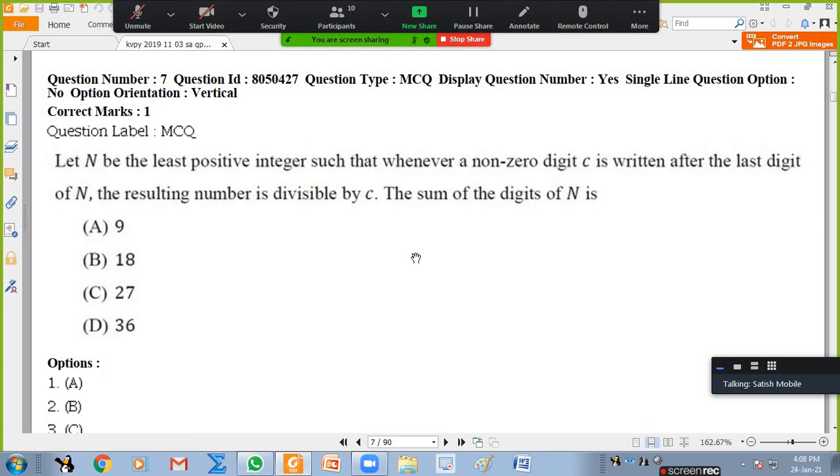If somebody wants to write something or think about it, otherwise the 7th question is there on the screen, you can read it. Okay, I'm erasing this.